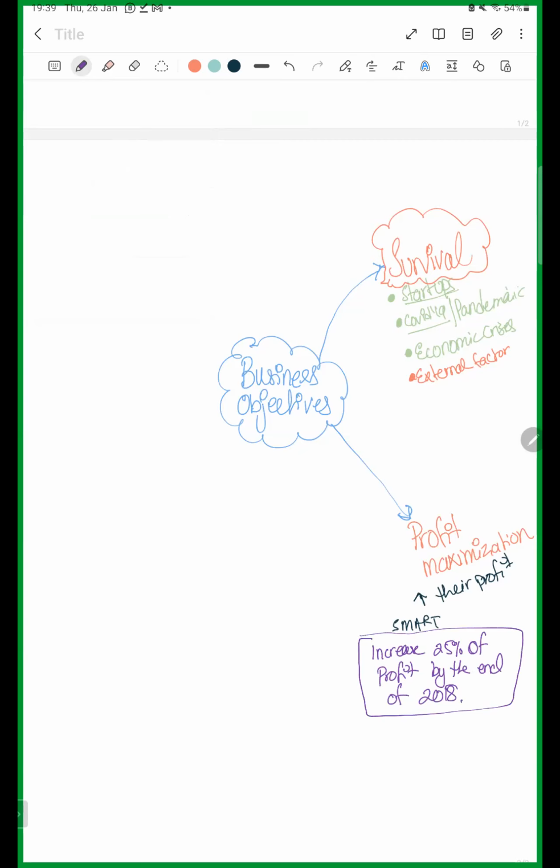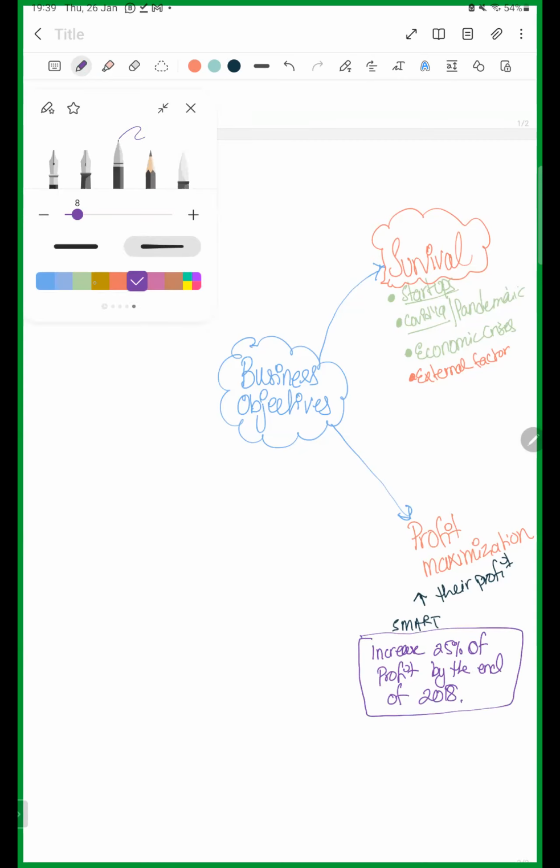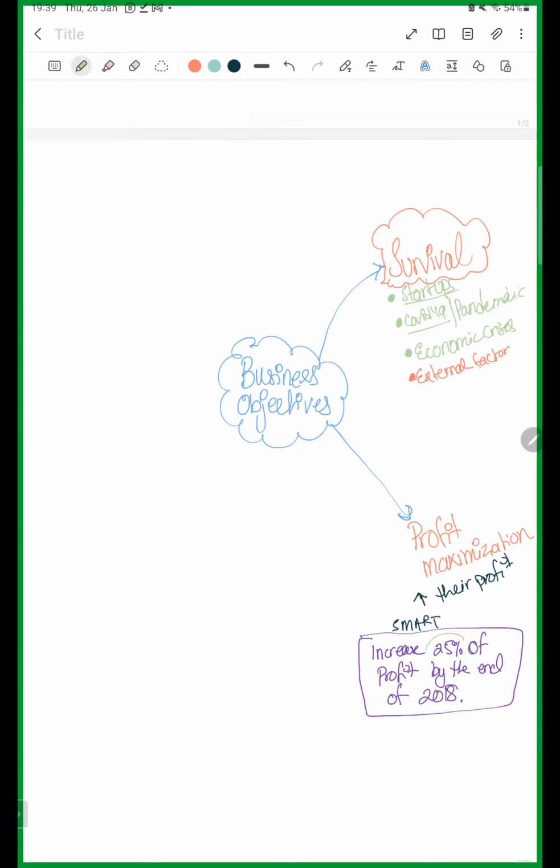SMART, measurable. How is it measurable? 25% is the measurable part. Time specific is 2018, right? Specific, we want to increase the profit, right? These are your SMART objectives example. Got it? Profit maximization right here.